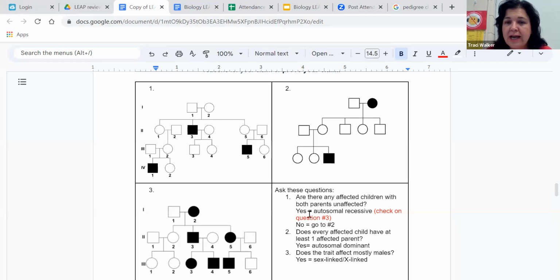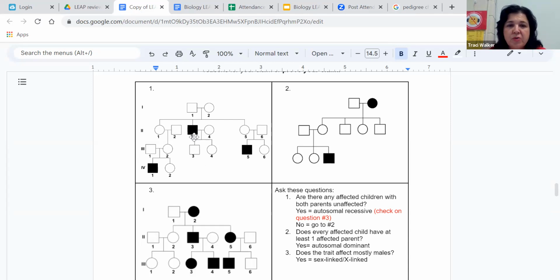If our answer to number 1 is no, then we go to number 2. And number 2 says, does every affected child have at least one affected parent? If the answer is yes, it's autosomal dominant. Okay, so let's look at these 3 pedigrees and run through our questions and determine which inheritance pattern they have.